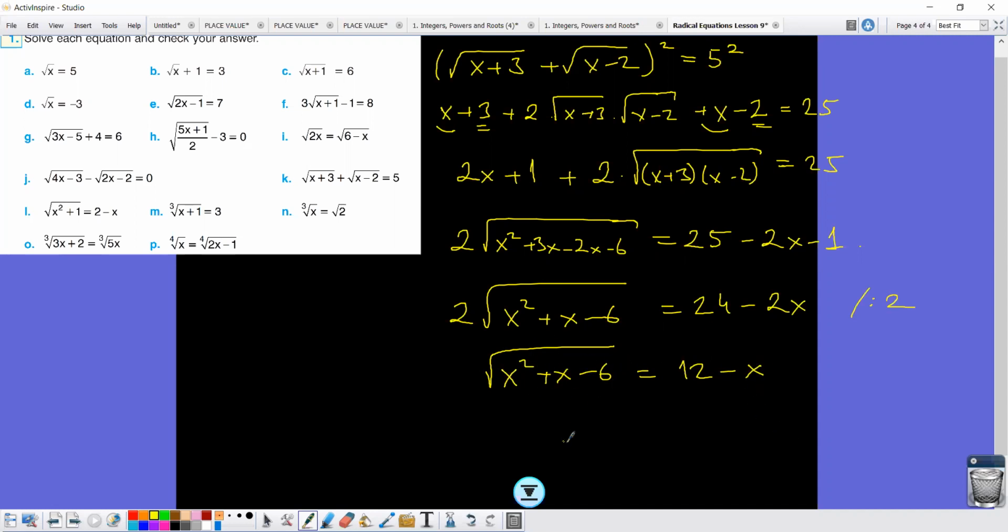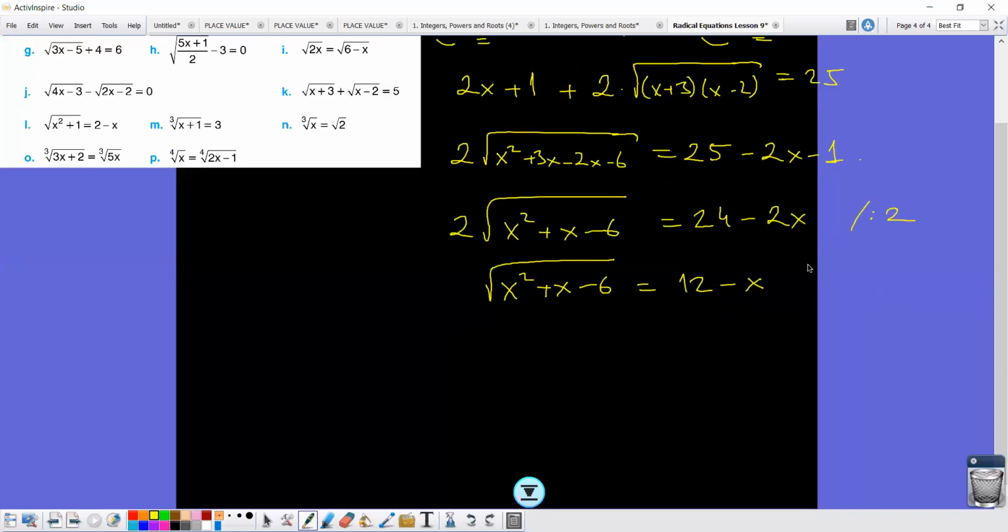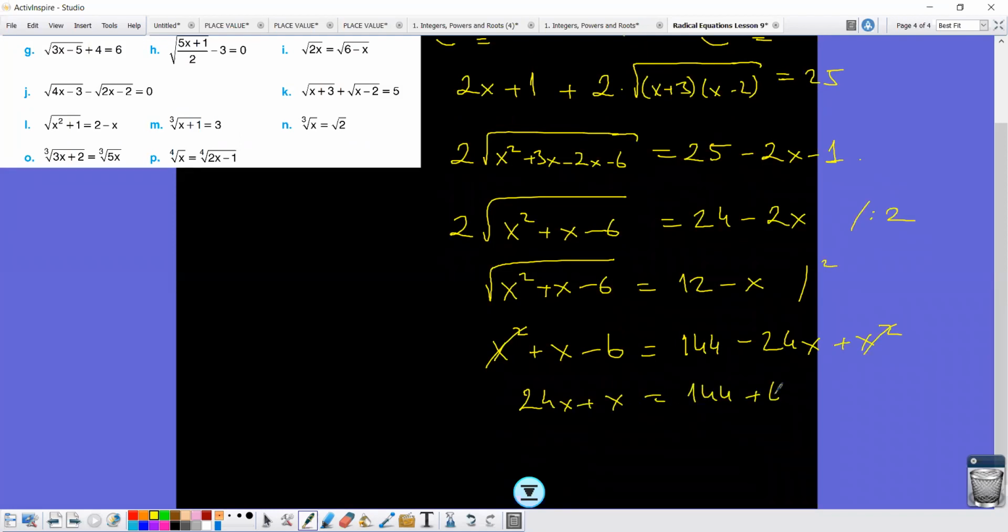Now, as you see, I have only one radical sign and I can take the square of both sides again. And it will become x squared plus x minus 6 is equal to 12 squared, which is 144, minus 24x plus x squared. Then this one and this one will cancel each other. I will take 24x to this side. It will be 24x plus x is equal to 144 plus 6. 25x is equal to 150. So x is equal to 6, as you see.